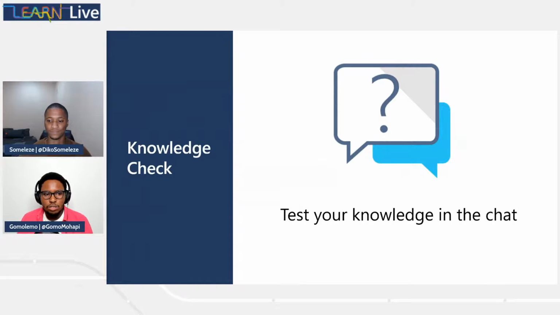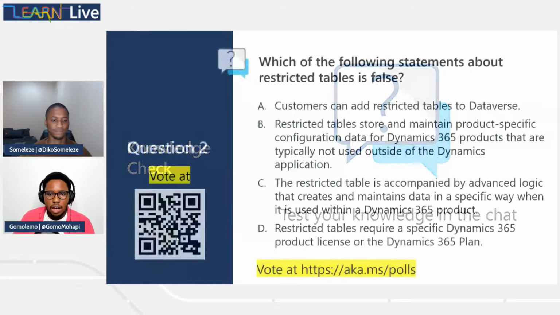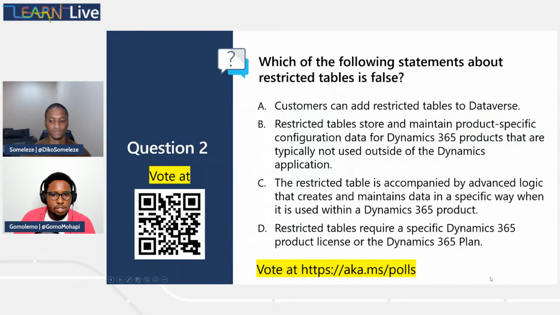Yes, one more knowledge check. Let's see what those questions are. I believe this is the second one. So the question that we have is, which of the following statements about restricted tables is false? Three of these answers are true, one is false.